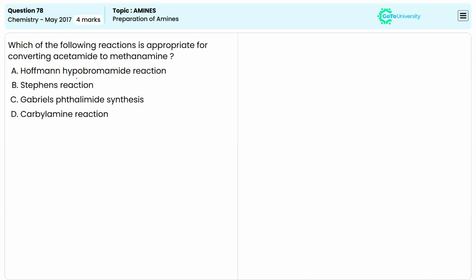Now, which of the following reactions is appropriate for converting acetamide to methanamine? In order to convert acetamide to methanamine, we have to do the Hoffmann bromamide degradation reaction. Okay, so in this reaction, what is happening?